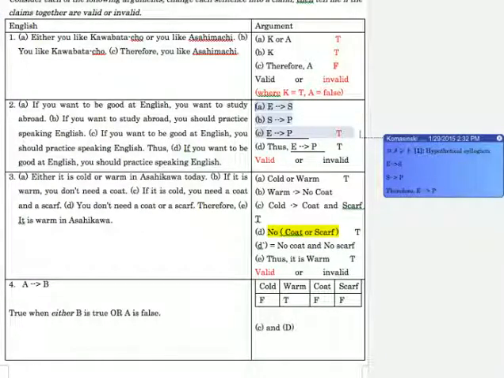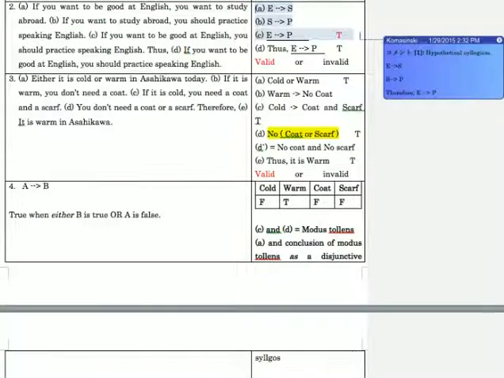C and D, modus tollens. And then add to that C and D, A and conclusion of modus tollens as a disjunctive syllogism.